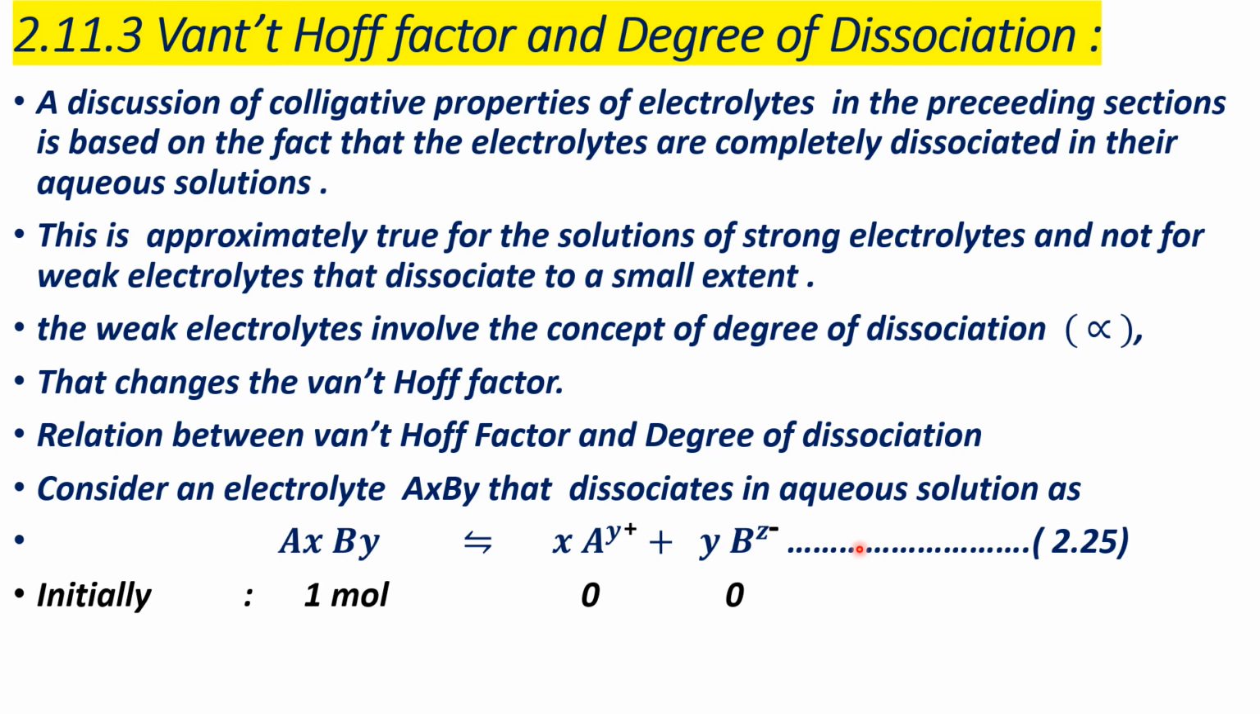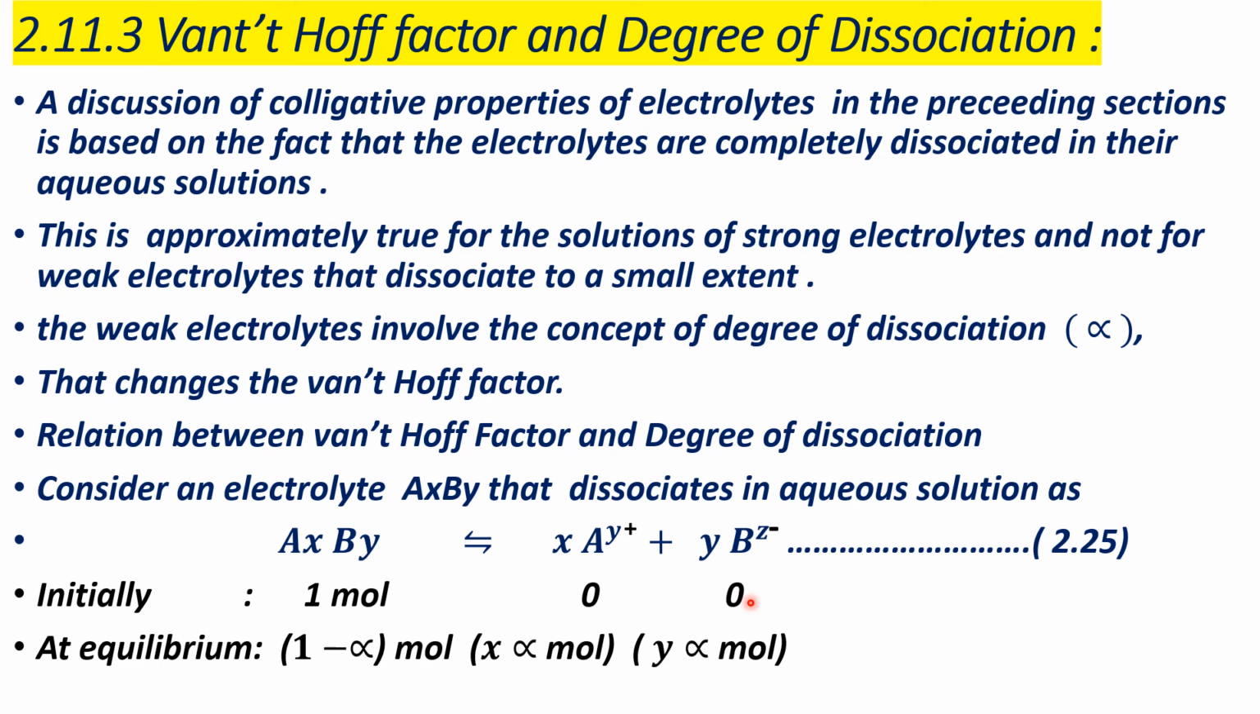You have to memorize. Initially we have 1 mole, which gives 0 mole and 0 mole. Then at equilibrium conditions, when this reaction proceeds, the quantity of compound reduced is 1 minus alpha, and here x alpha moles and y alpha moles remain. Then continue to discuss.